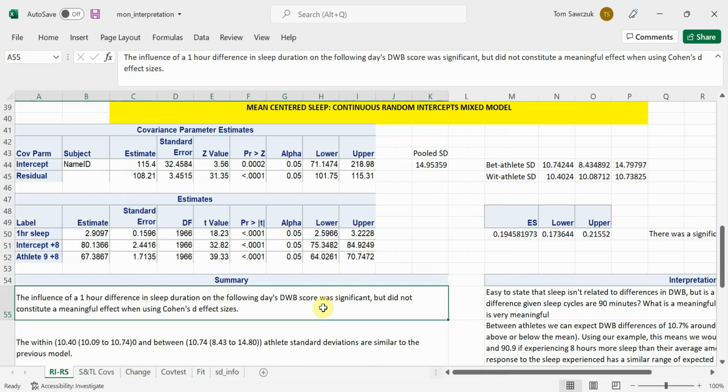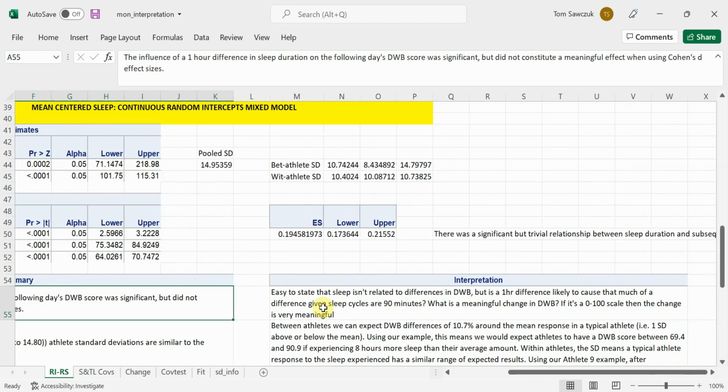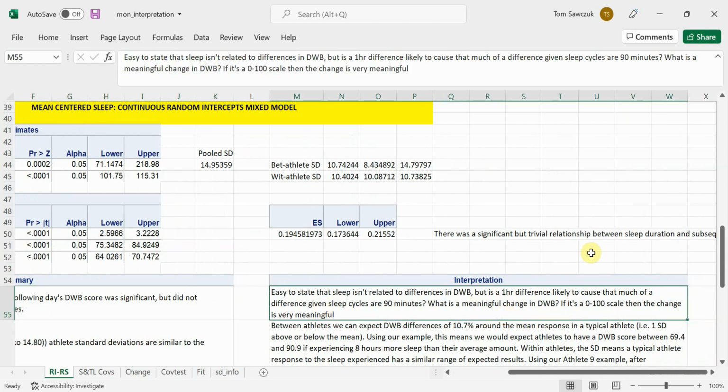And this almost comes to the debate about whether Cohen's d effect sizes are appropriate or not, because it's easy to state that sleep isn't related to differences in well-being, but we don't know what a meaningful change in daily well-being is. If it's a 0 to 100 scale, then a 3% difference could actually be considered meaningful because a 1% difference is findable. Whereas if it's one of the more commonly used 20, 25 point scales that's been converted to 100, then it's probably not, because a 25 point scale means every unit is a 4% difference.